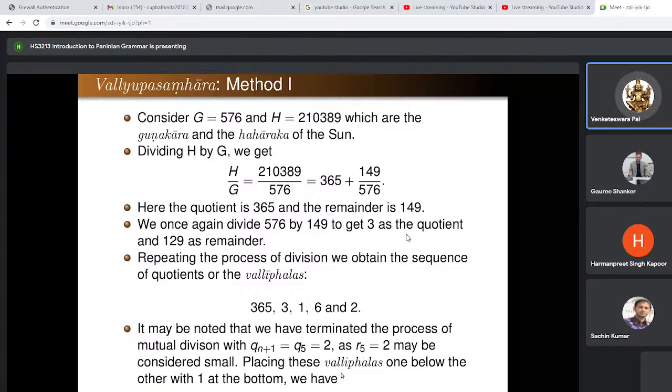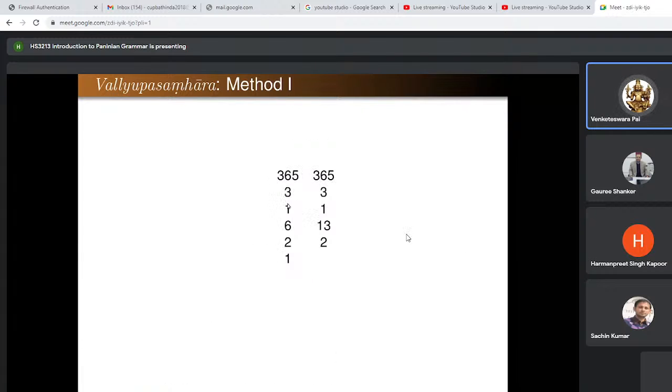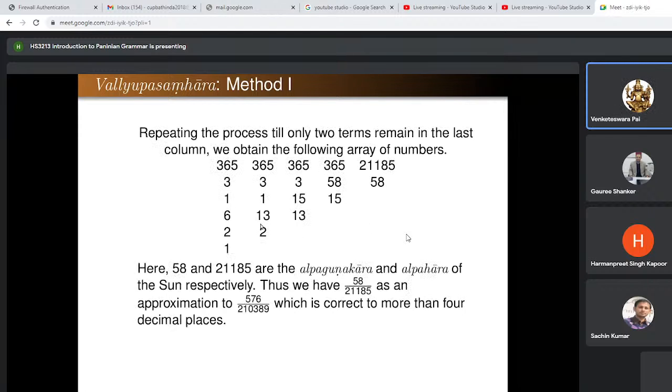Placing these Valliphalas one below the other with 1 at the bottom, we have 365, 3, 1, 6, 2, 1. So in the next column, we'll have 365, 3, 1, and 6 into 2, that is 12, plus 1, if you do, you have 13, which would be the term in the same row of 6. So if you repeat the process, we have these results.